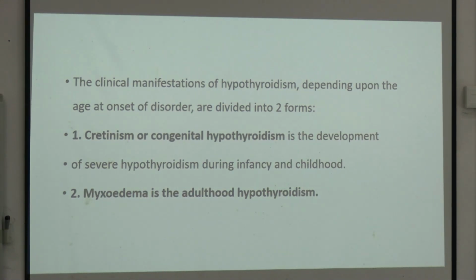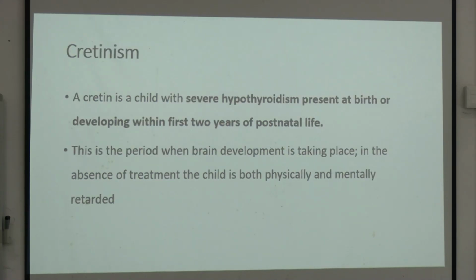The clinical manifestation of hypothyroidism depends upon the age at onset of the disorder: cretinism or congenital hypothyroidism, and myxedema, which is adult hypothyroidism. Cretinism: a cretin is a child with severe hypothyroidism present at birth or developing within the first 2 years of postnatal life. This is the period when brain development is taking place. In the absence of treatment, the child is both physically and mentally retarded.